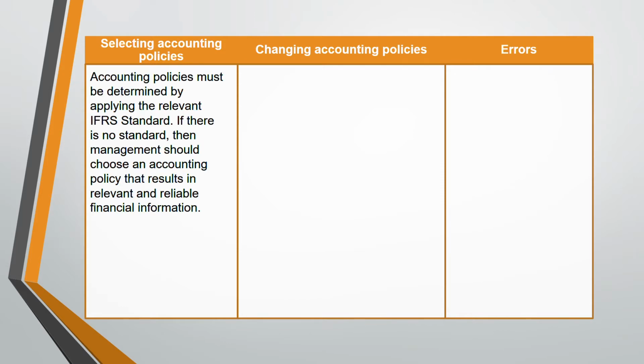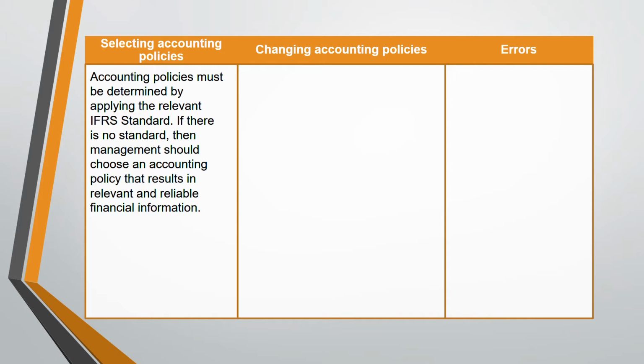When you select accounting policies, they must be determined by applying the relevant IFRS standard. If there is no standard, then management should choose an accounting policy that results in relevant and reliable financial information. Wherever you have to select an accounting policy, you first go and see what the standard says on it. If there is no specific standard, then whatever accounting policy you adopt should result in reliable and relevant financial information. Both these fundamental characteristics of useful information should be there, relevant and reliable.